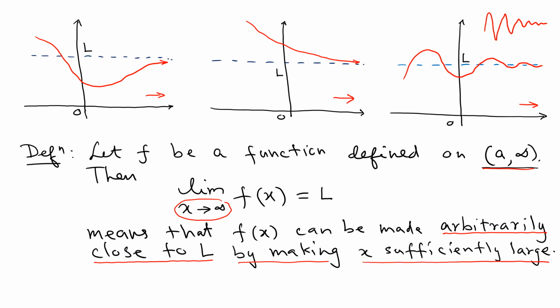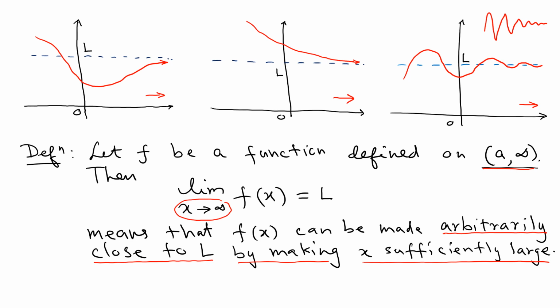What it says is that you can make the function value as close to L as you want by picking a value of x which is very large. So you can make x sufficiently large, depending on how close you want to go. If you don't want to go that close, you don't need such a big value. But if you want to go really, really close, then that's why it's sufficiently large.